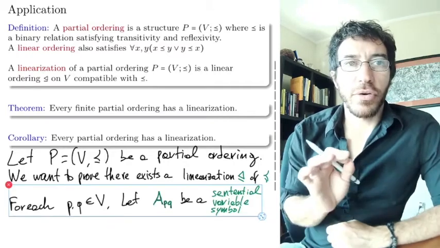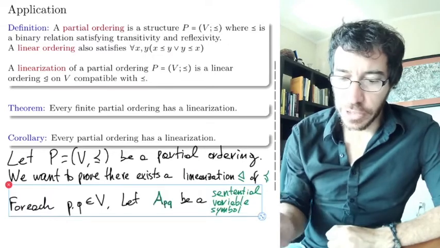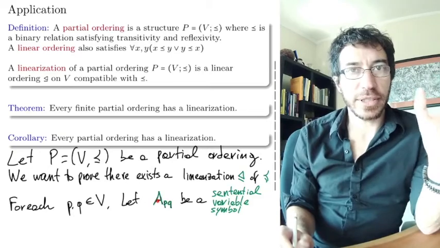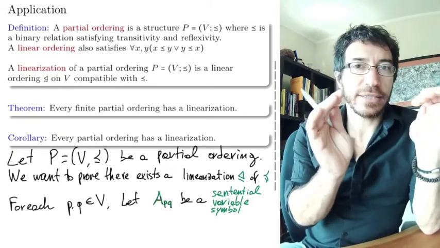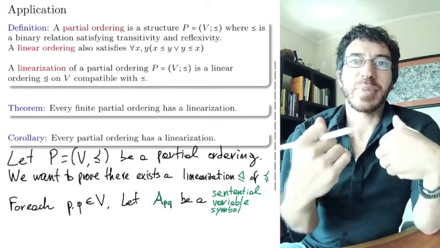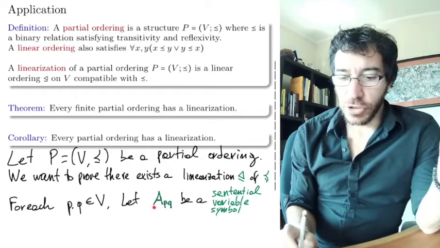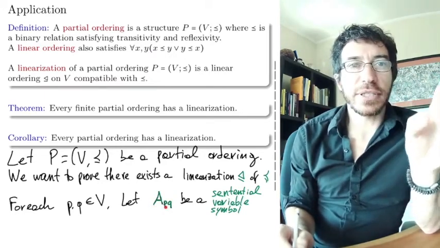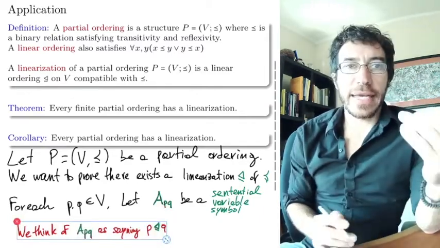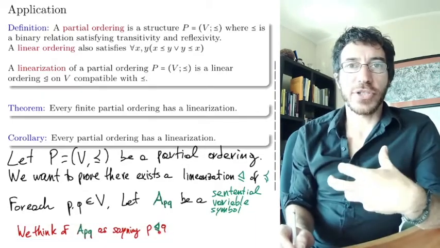For each pair P and Q from the set of vertices, we are going to consider a sentential variable symbol. This is a variable symbol in sentential logic, representing a sentence. Remember, the variable symbols in sentential logic are representing predicates, concepts. We are going to consider one that we call A sub PQ. And when we look at this, what we're going to think is that A_PQ is saying that P is less than or equal to Q in this triangle extension that we want to define.